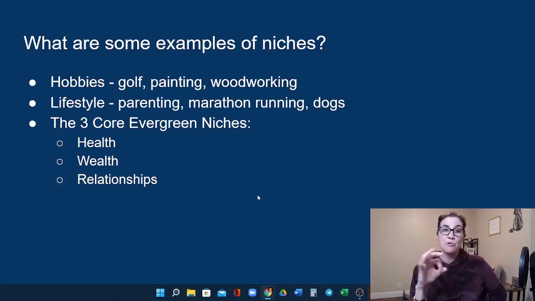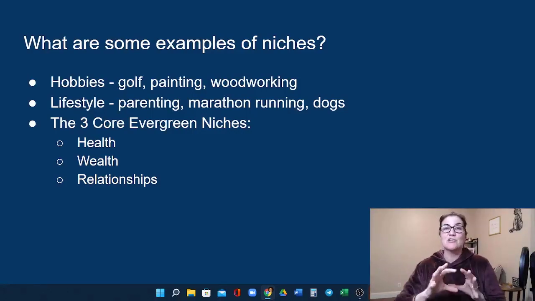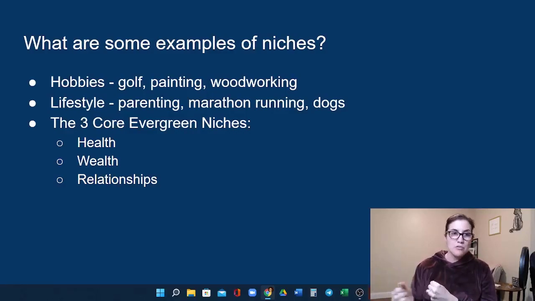So there are kind of 3 core evergreen niches, and that's health, wealth, and relationships. You can think of those as the top concerns that all humans share. Everyone wants to be healthy. That's physical health, mental and emotional health. We all want more money. We all want to be better with our money, and we all want to have fulfilling, meaningful, healthy relationships.